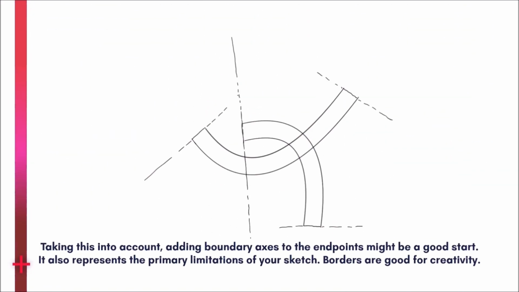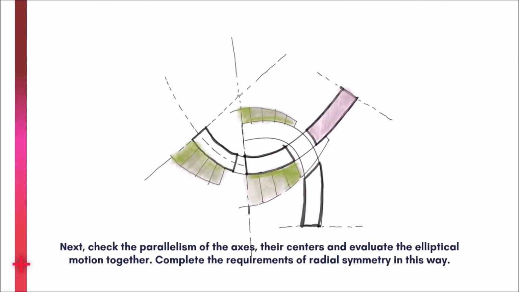Taking this into account, adding boundary axes to the endpoints might be a good start. It also represents the primary limitations of your sketch. Borders are good for creativity. Next, check the parallelism of the axes, their centers, and evaluate the elliptical motion together. Complete the requirements of radial symmetry in this way.